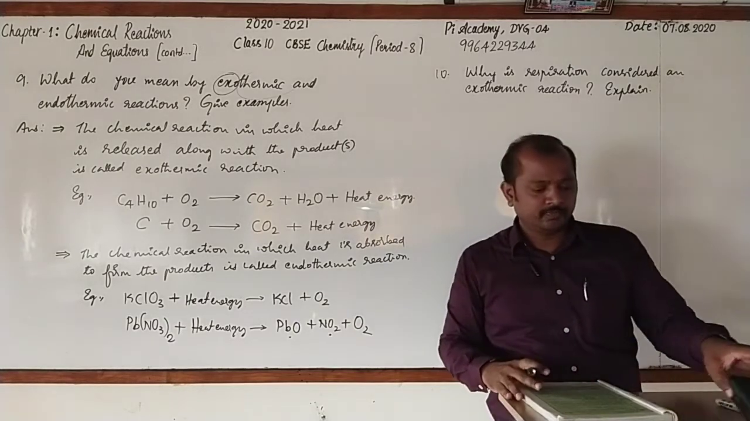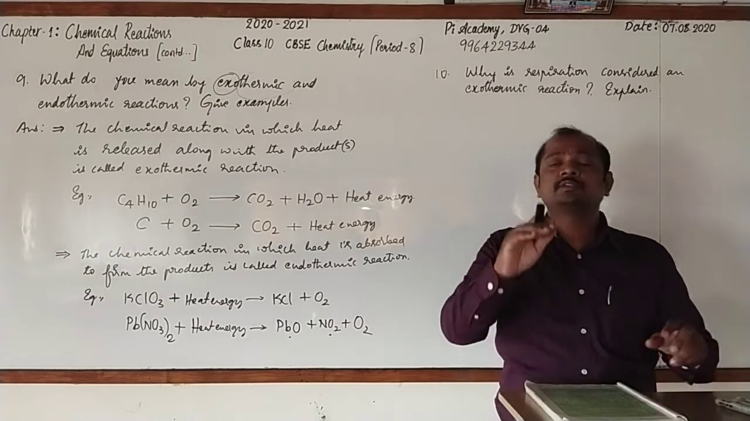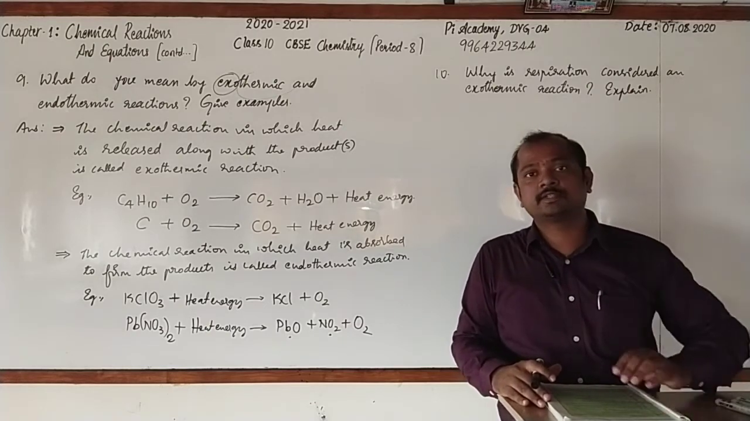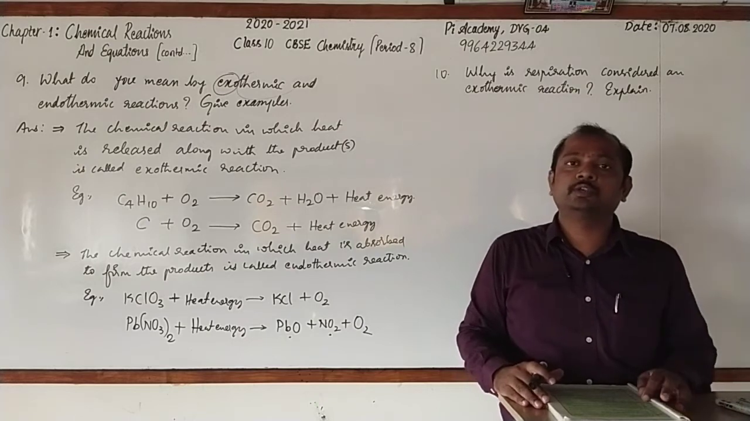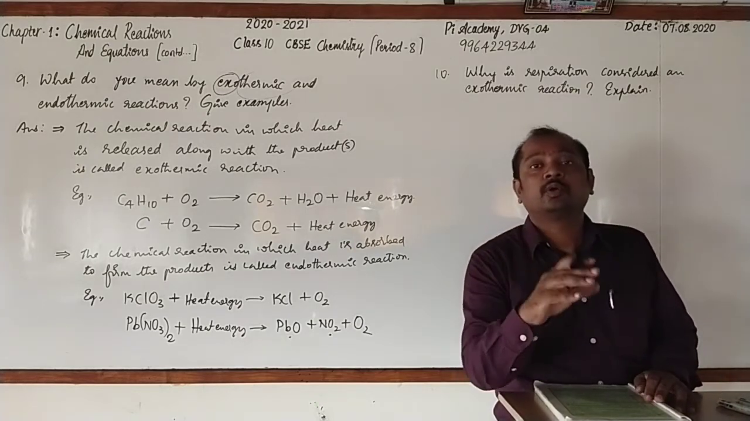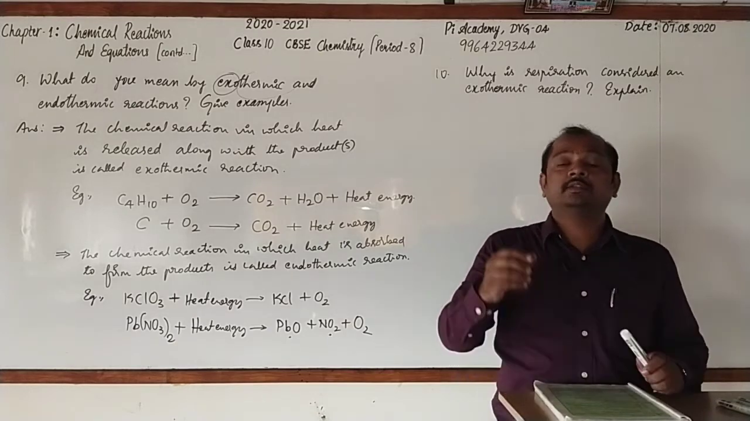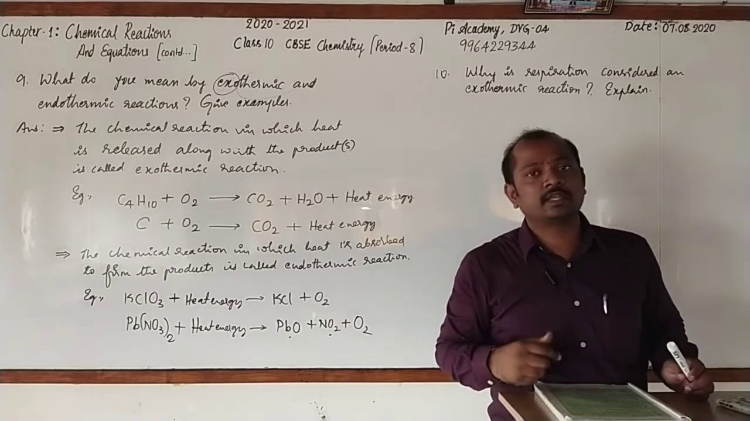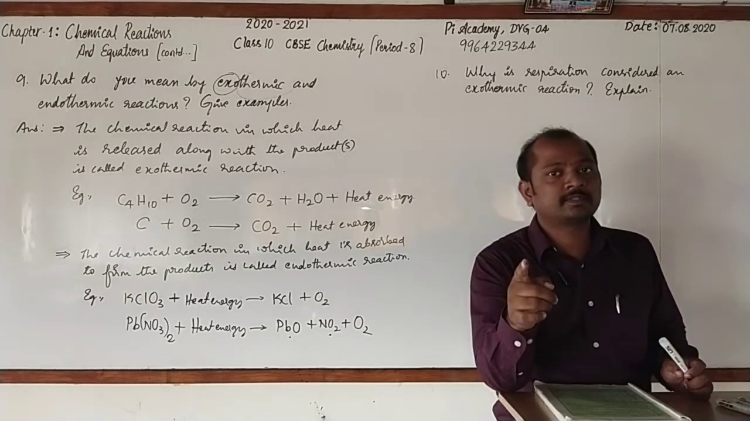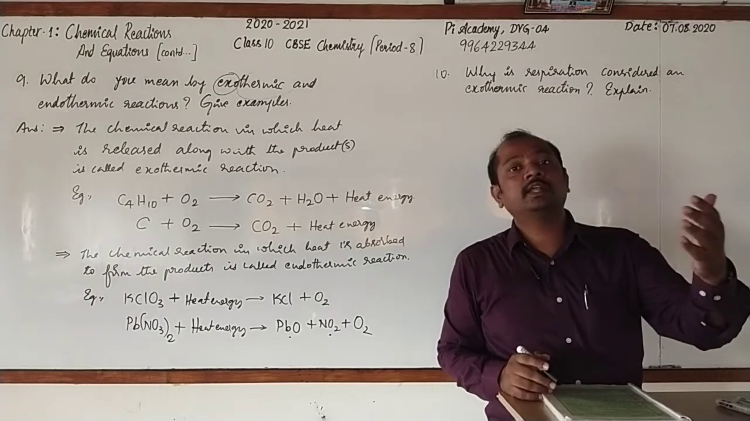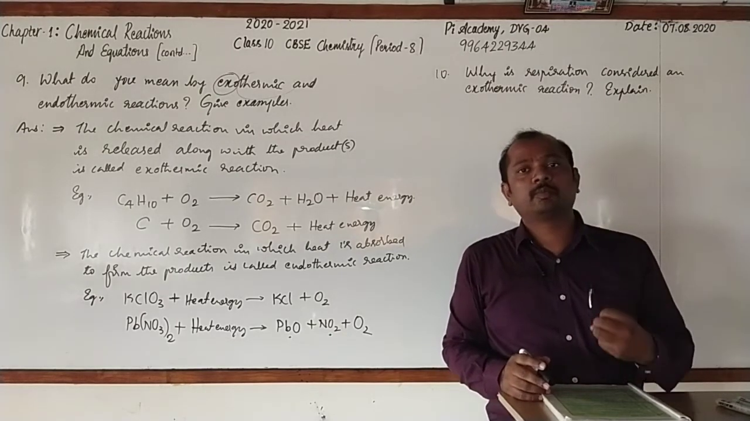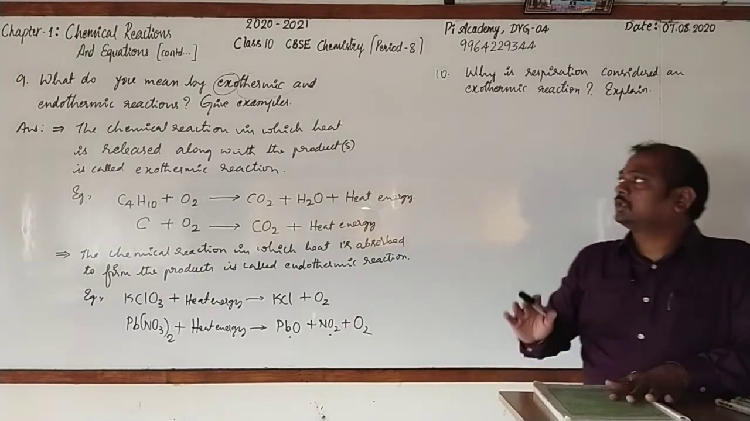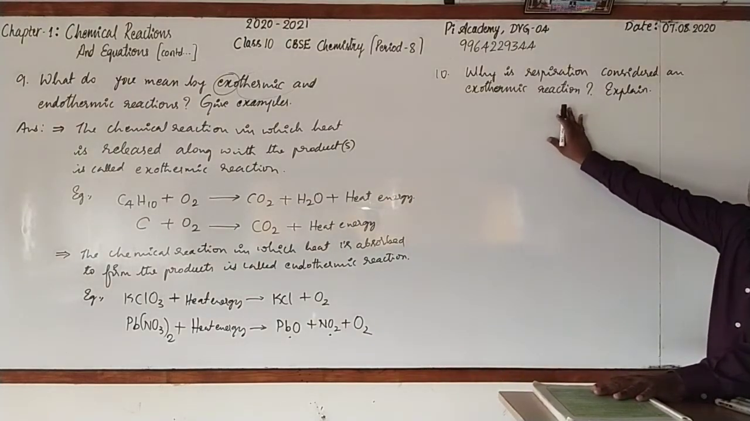Dear students, you all know that during the digestion of food items, these food items are broken into small pieces and they contain the carbohydrates, is it not? And these carbohydrates are further broken into glucose. That means they are converted into glucose. And this glucose will react with oxygen that is present in the cells of our body, and produces the carbon dioxide and water. Along with that, heat energy is also released. So that is why in our body, it always maintains some amount of heat. Understood? So that is why respiration is to be considered as exothermic reaction.